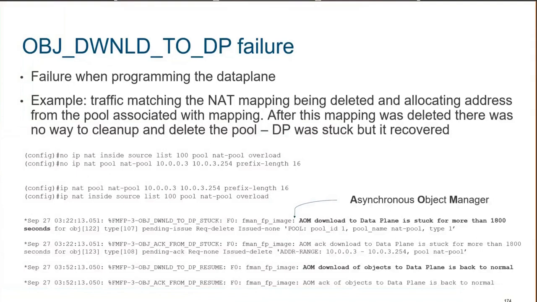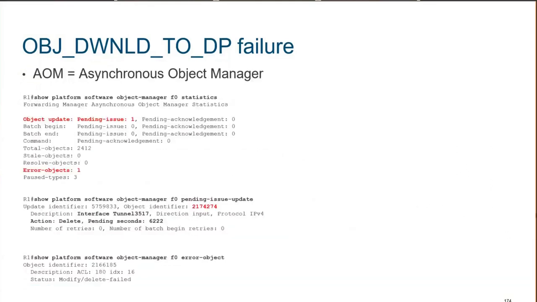When we configure these objects, the RP sends them to FP and waits for certain acknowledgements. But if it didn't get any acknowledgement, or if there are any errors, we can check the statistics here, Object Manager F0 statistics. If there are any pending issues, we can see them here, and further check what kind of issue there is.